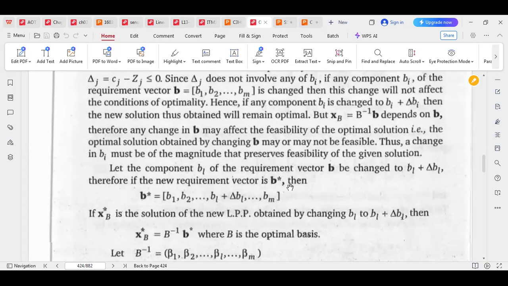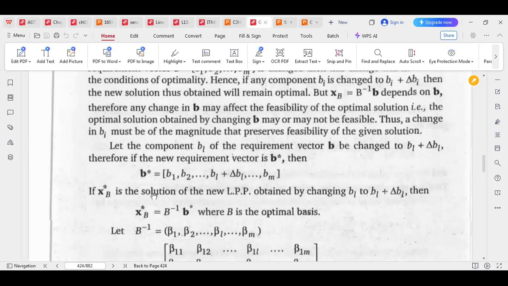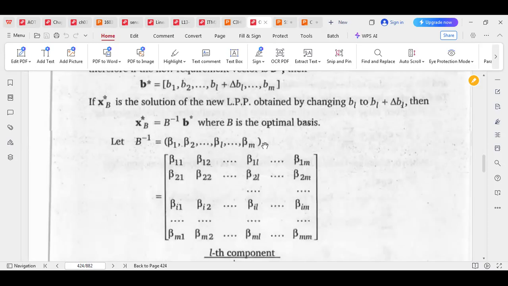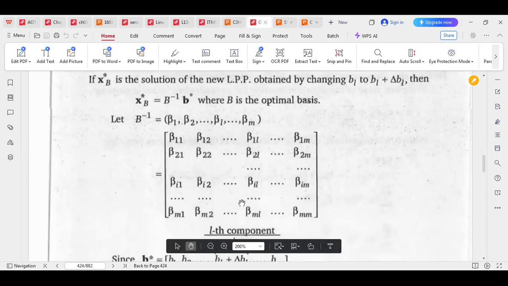Therefore, if the new requirement vector is b star, then b star equals the vector b1, b2, up to bl plus del bl, and so on up to bm. This is another vector. If xb star is the solution of the new linear programming problem obtained by changing bl to bl plus del bl, then we get xb star equals the new basic feasible solution, b inverse b star, where B is the optimal basis. Now let b inverse be beta 1, beta 2, up to beta l, up to beta m.